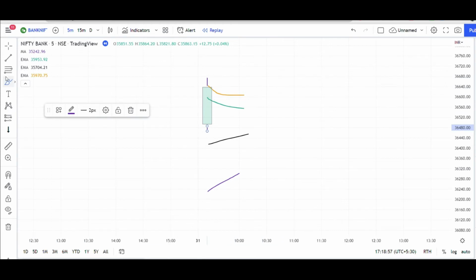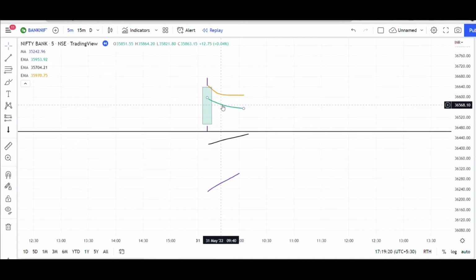So what happened once this price is moving in such a manner, it made this swing. So it is obvious that it will go near to this moving average, or the moving average will come near to the price. So in such a scenario, you have to mark this swing low, and once the price rejects from here and gives the breakdown, as soon as the candle closes below this, you have to take the short trade.